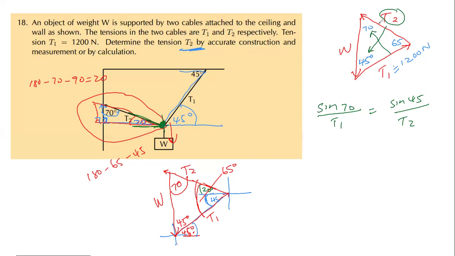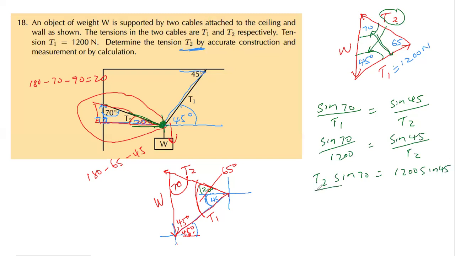Sine 70. You see the 70, I use it with T1 because they are opposite. And then T2 also, I use it with 45 because they are opposite. So now I can find T2. So it will be sine 70 over T1, it's 1,200, equals sine 45 over T2. So T2 sine 70 equals 1,200 sine 45, divided by sine 70. Then I'm going to get the value of T2.